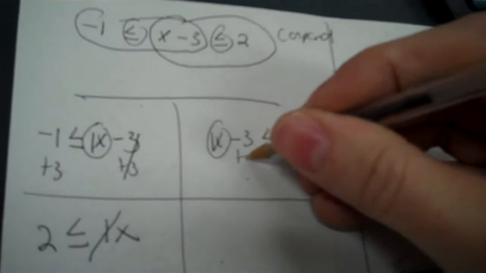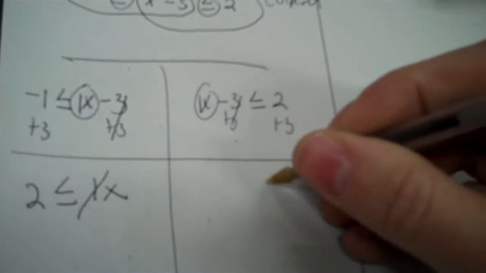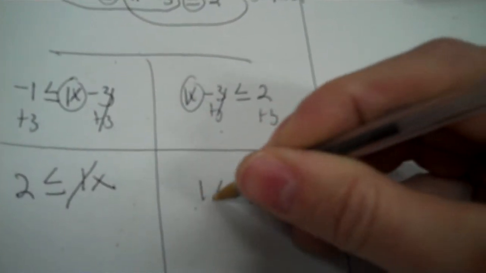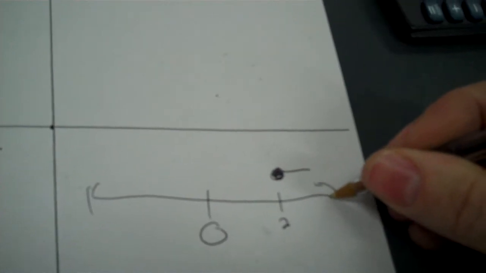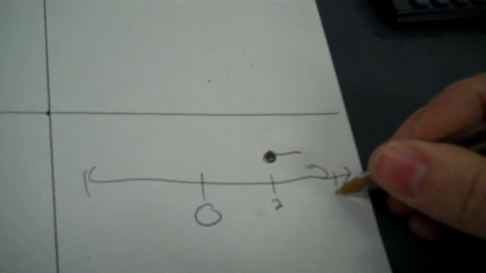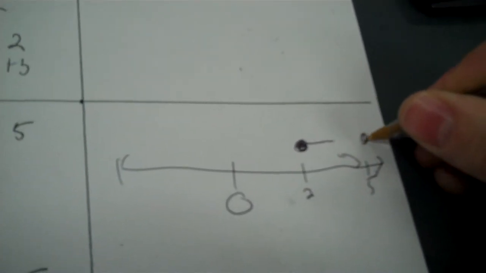Now, here I plus 3, and I have 5, 1x. You can divide by 1 or just take the 1 off, and we have x and 5. So extend that a little further. So we got 5, circle, fill it. Does it eat the x? No, it does not. It doesn't eat it, so it goes this way.